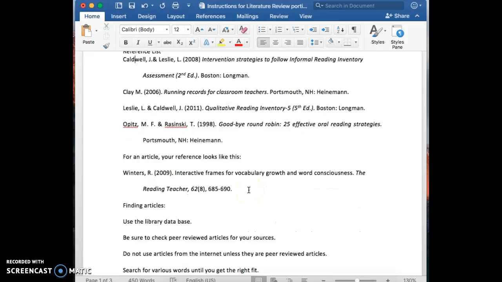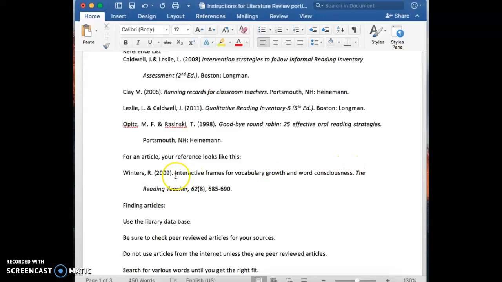If you're going to do an article, and you should be choosing primarily articles for your literature review, what I've done is a reference for the article that you read for Thursday, February 16th, the Winters article. So you have the last name of the author, the first initial. You never put anything more than the first, and sometimes the second, the middle initial. You don't put their name. Then there's a period there, the date of publication, another period, the title of the article.